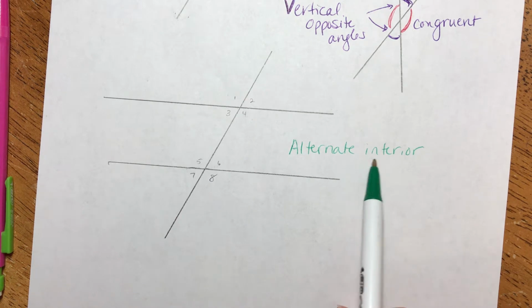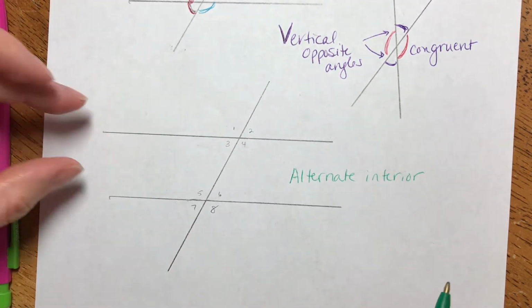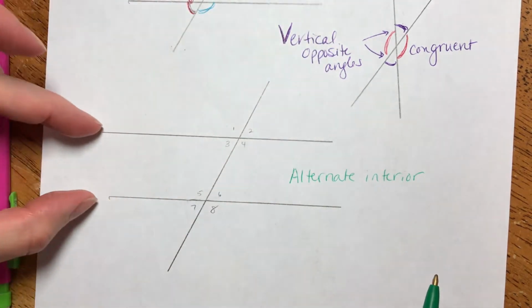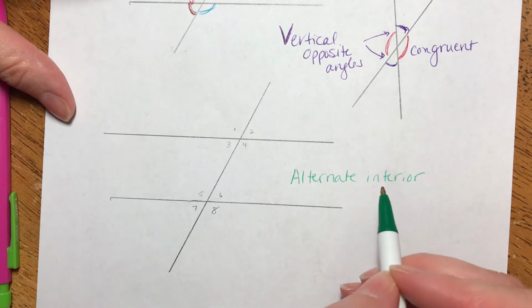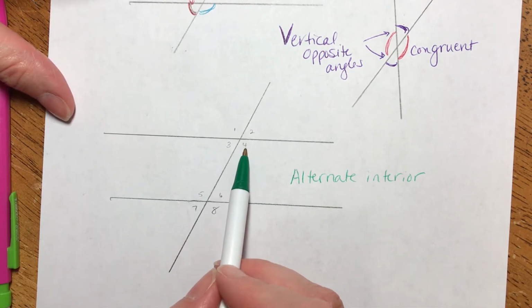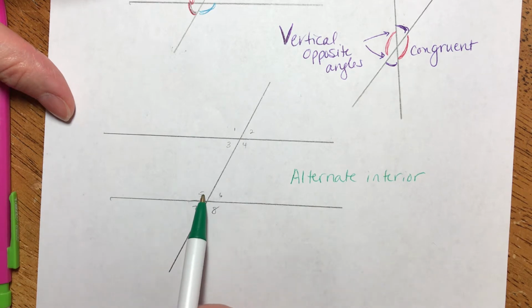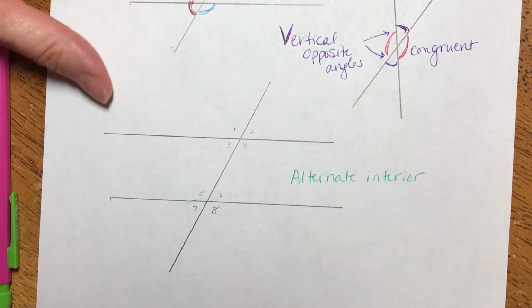Interior means inside. So I'm looking at angles that are on the opposite sides of each other, but they're inside, interior, inside of these two lines. Does that make sense? So alternate interior. So what are the interior angles? Well, 3 is on the inside, 4 is on the inside, 5 is on the inside, and 6 is on the inside. Which ones are opposite of each other?